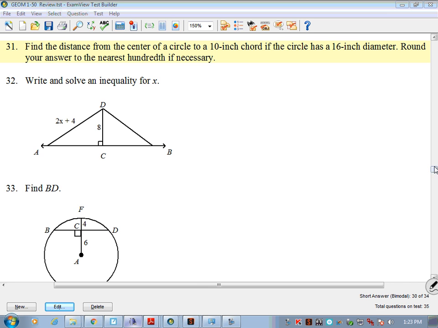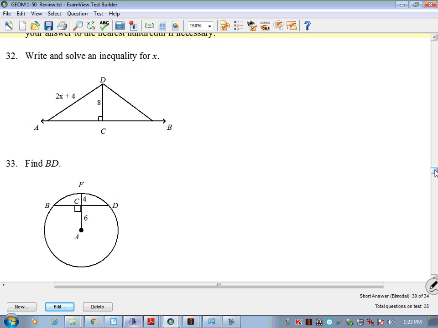All right, number 32. How many questions do we have? 35. 35, so we're getting close.